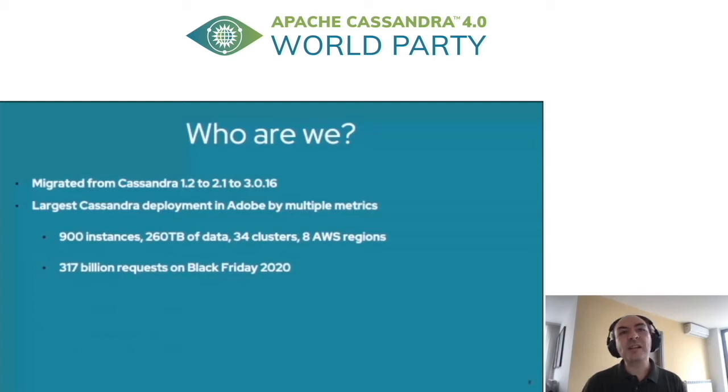We've been using Cassandra since 2011, and the version is 2.1.x. This is the largest Cassandra deployment in Adobe. We have 900 instances in production, storing 260 terabytes of data, in 34 clusters in AWS.